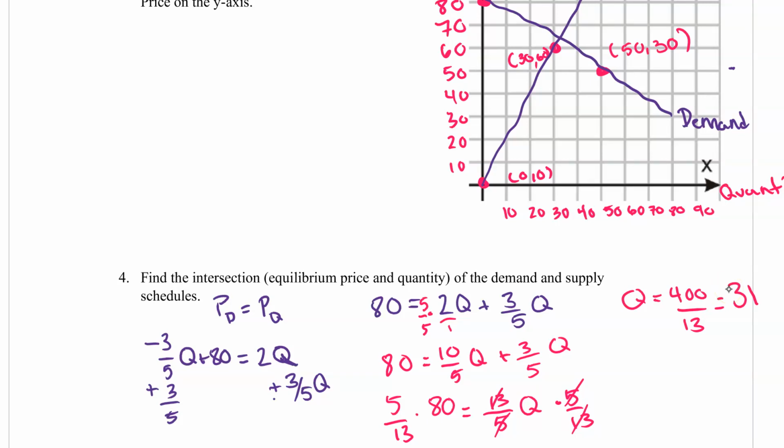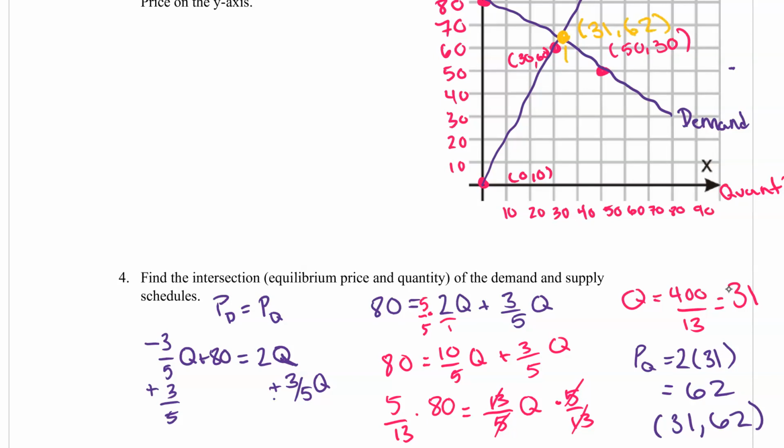And then we have to find our price, so we can use either equation to find that price. If we use PQ, we have 2 times 31, which is 62. So our equilibrium quantity and price is going to be the point (31, 62). If we're looking at our graph, this point where they intersect is (31, 62).